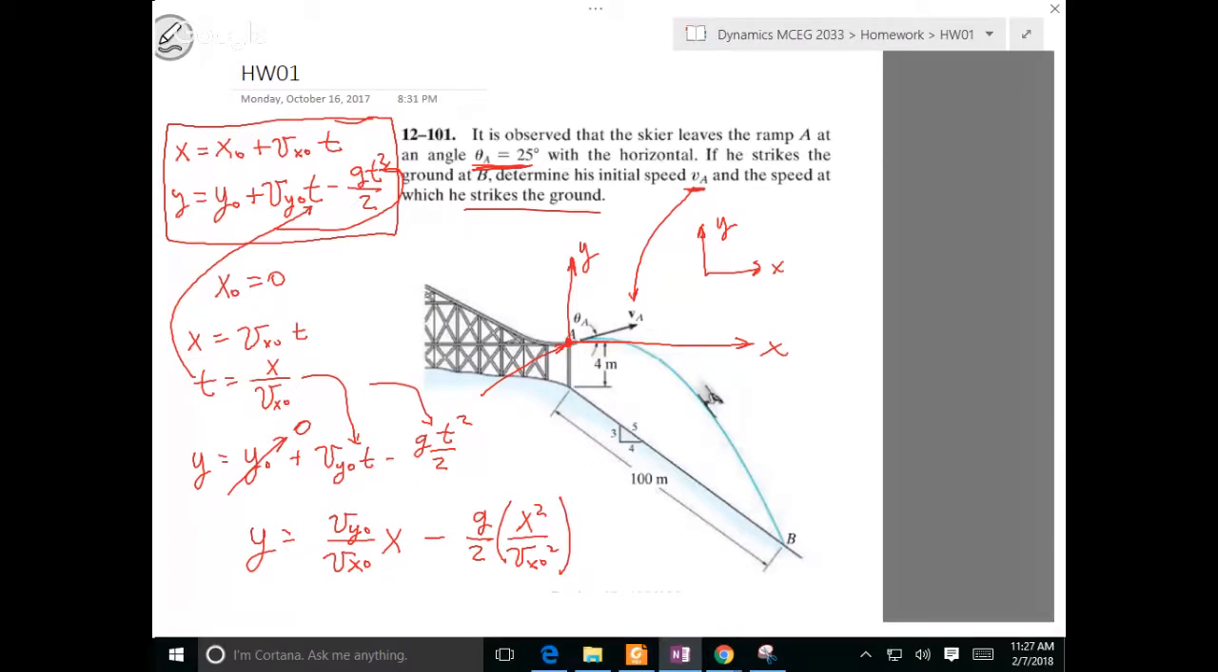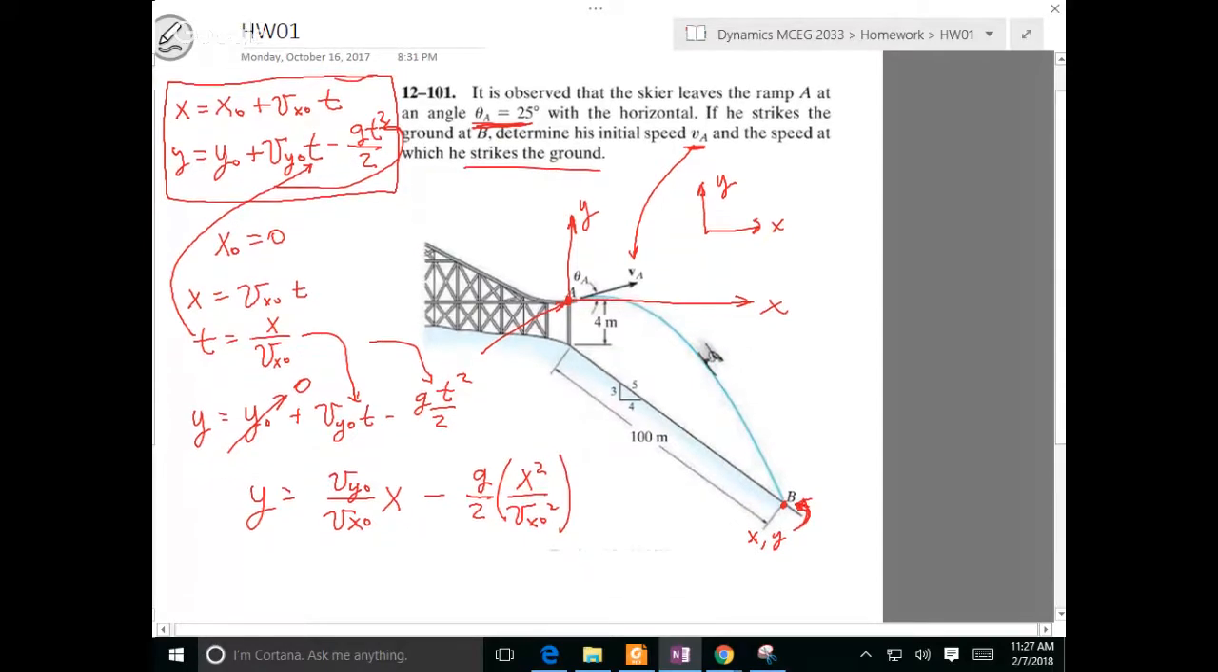Now, this might seem like a harder problem than it is, but can you tell me x and y at b? That's supposed to look like an arrow, by the way. It didn't.